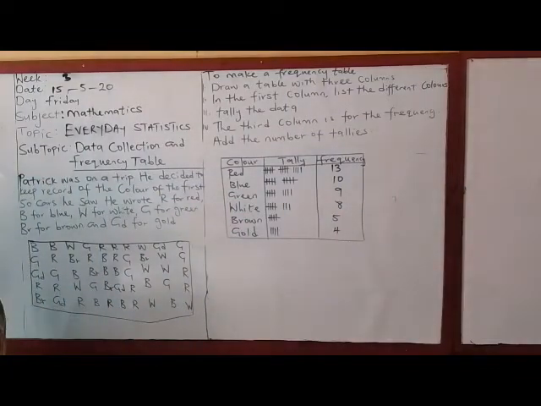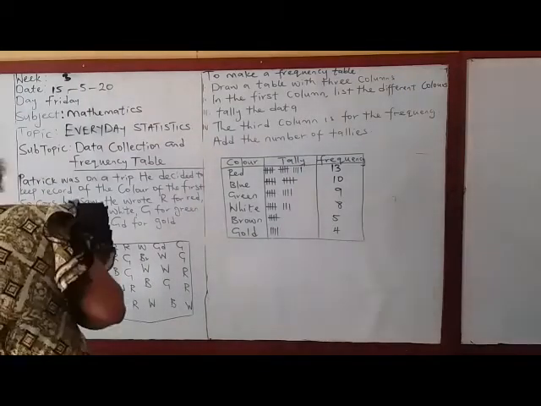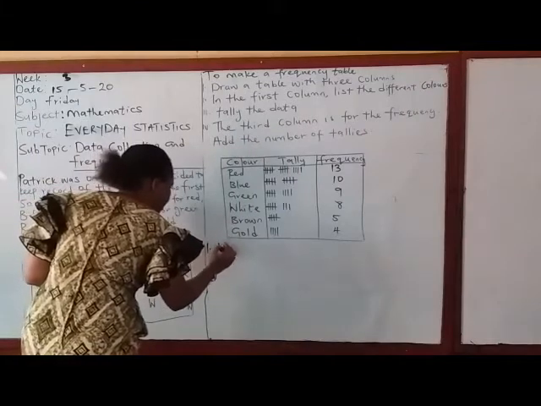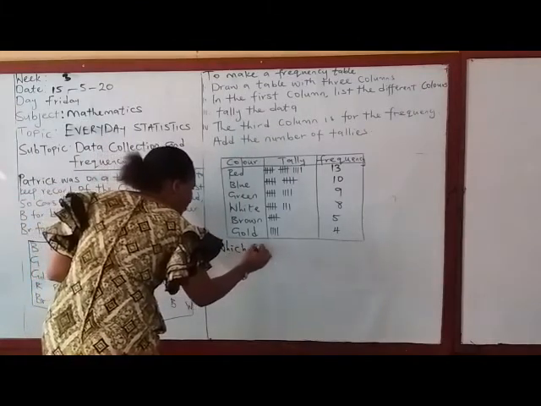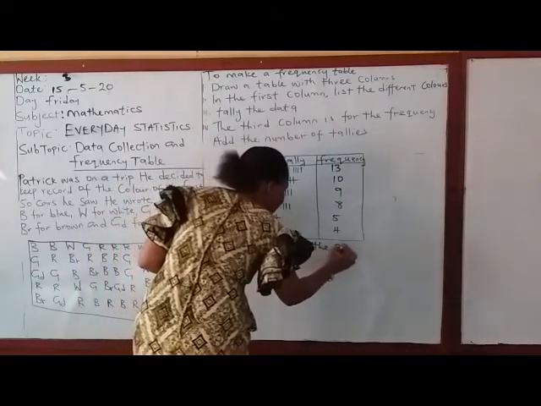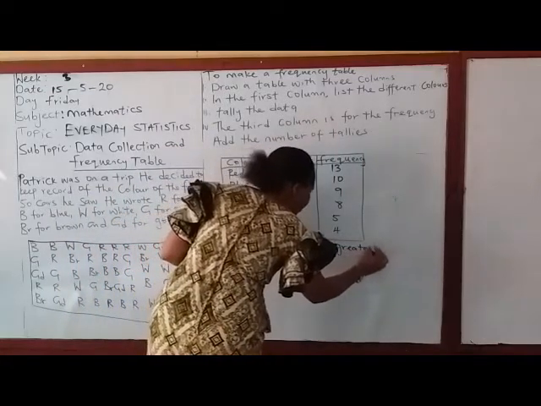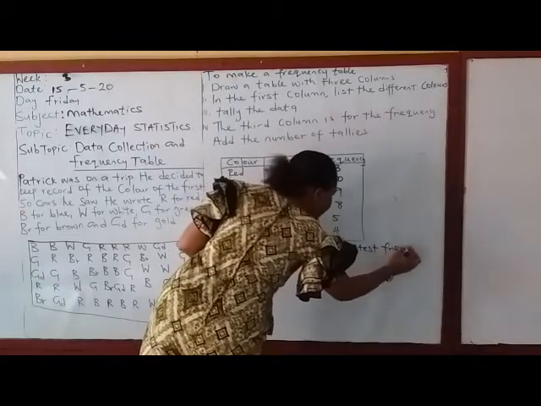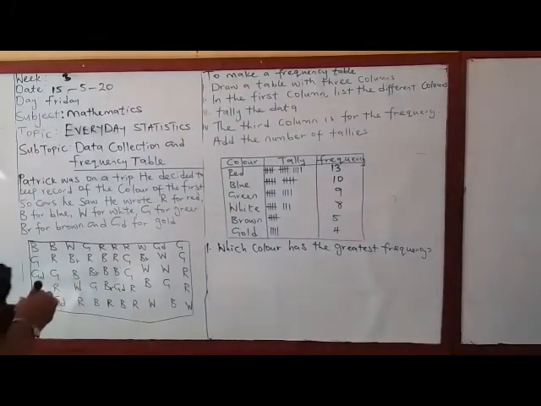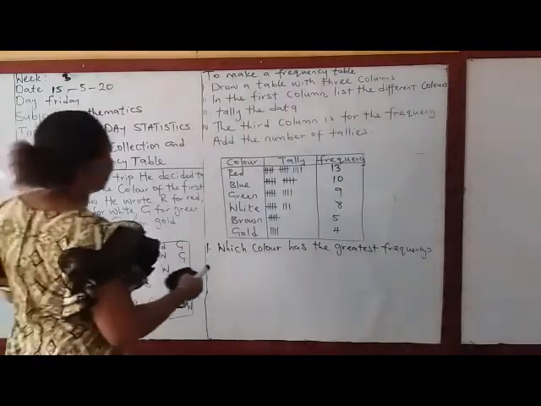Now, we are going to use the table to answer some questions. Which color has the greatest frequency? That is, which of the colors did he see most as he was on that strip?